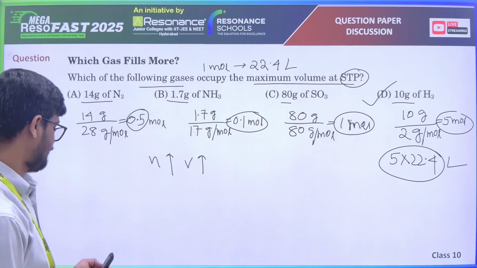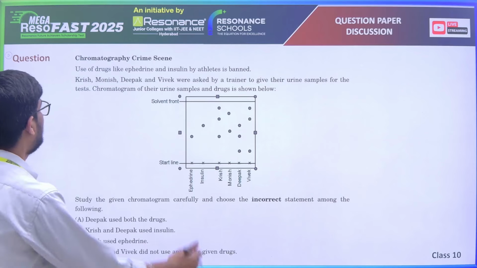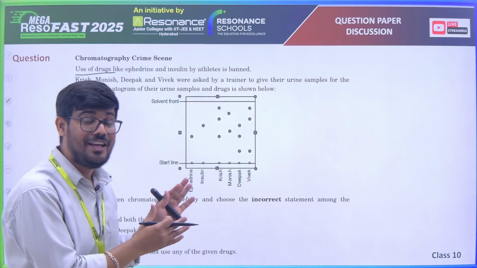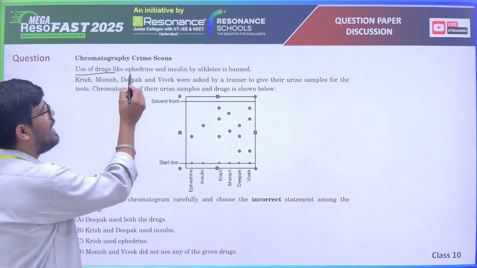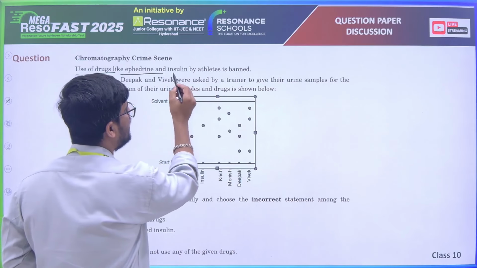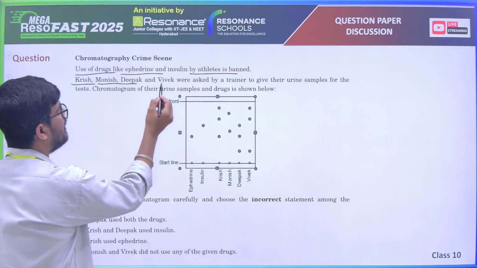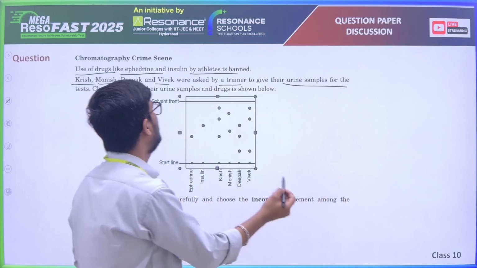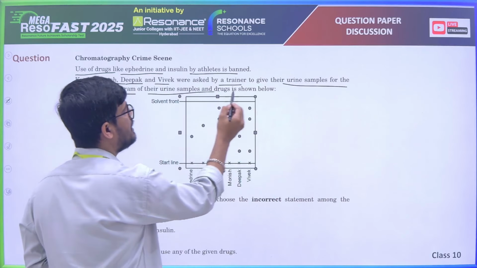Next, we come to our next question, chromatographic crime scene. So, use of drugs. To answer this question, you have to think like a scientist. Use of drugs like ephedrine and insulin by athletes is banned. Krish, Monish, Deepak and Vivek were asked by a trainer to give their urine sample for the test. Chromatogram of their urine samples and drugs is shown below.